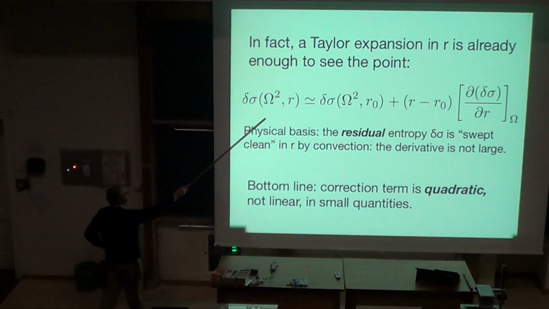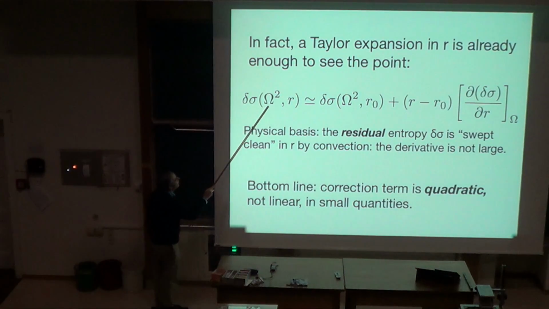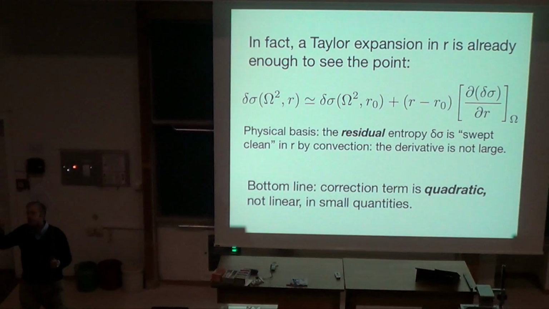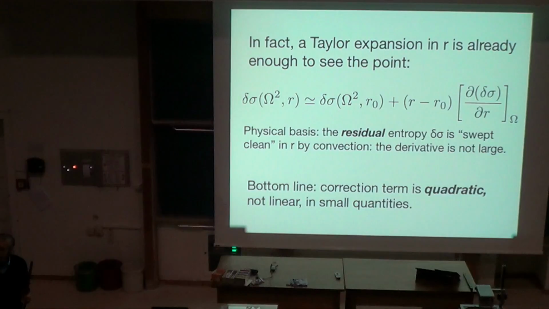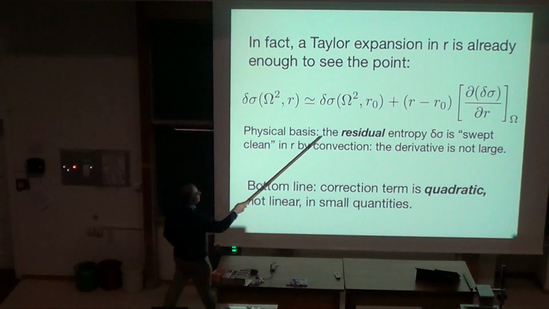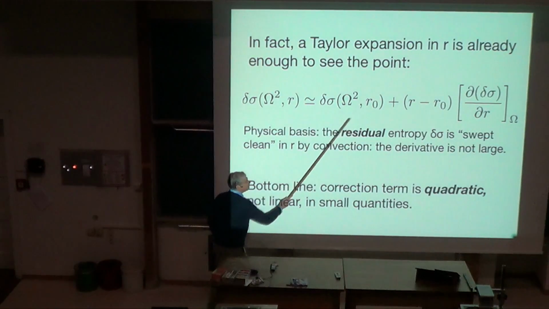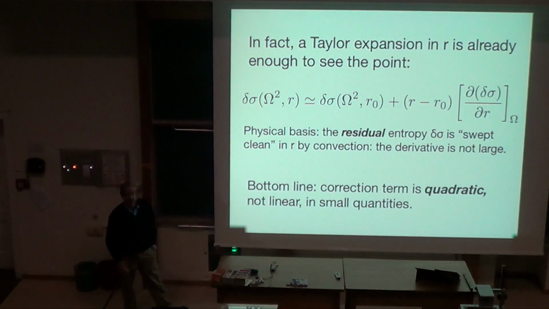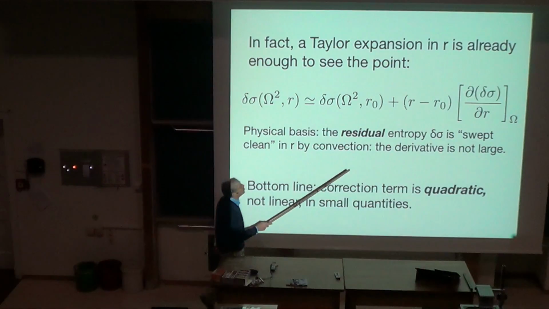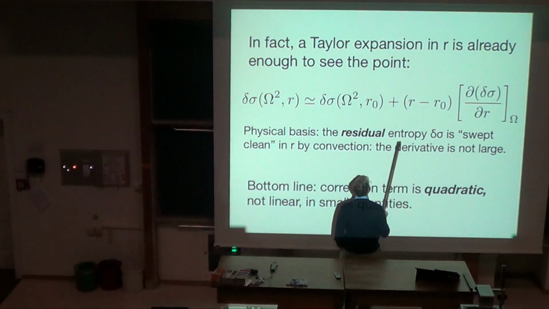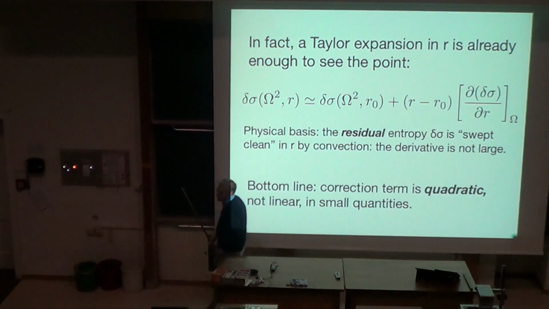Well, a Taylor series expansion for delta omega squared of R. I can always write the entropy equation. Normally you write it in terms of R and theta. Let me write it in terms of R and omega squared. So this will be a function of omega squared only. R0 will be the midpoint of the convective zone. And then the first order correction is R minus R0 delta sigma over R. Well, you can see what's going on.